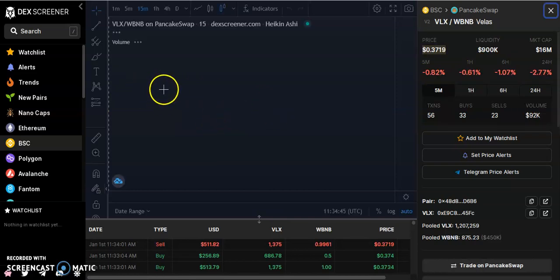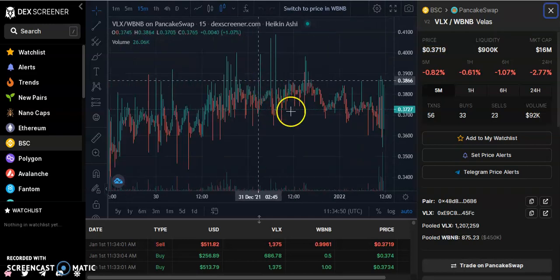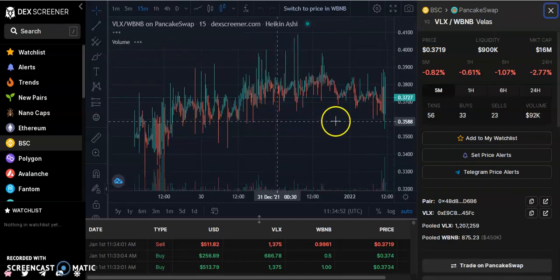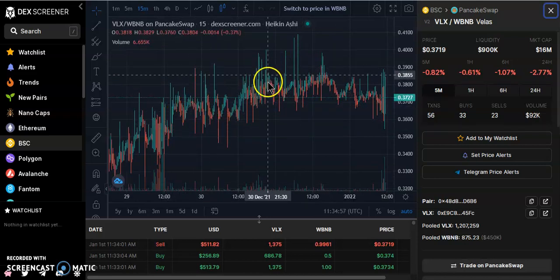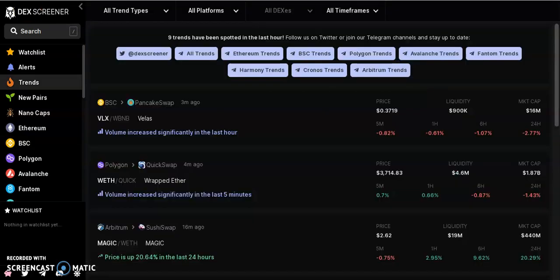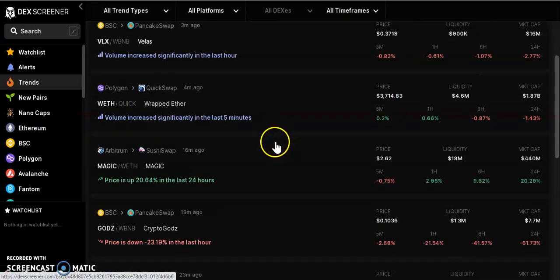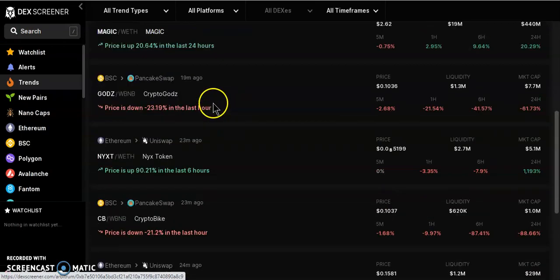So let's check the price chart and see what's up. As you can see, yes, it's going sideways. Not much is going to happen, so it's hard to trade with this kind of chart. If you see this kind of chart, stay away from it. Let's go back and check the next one. SushiSwap, no.